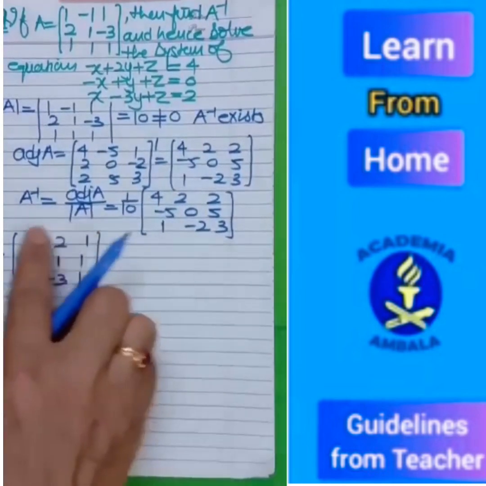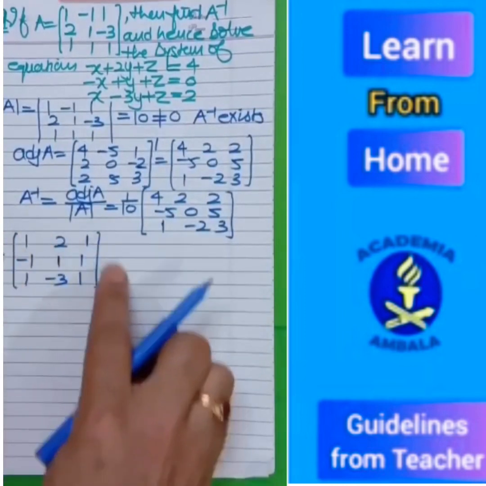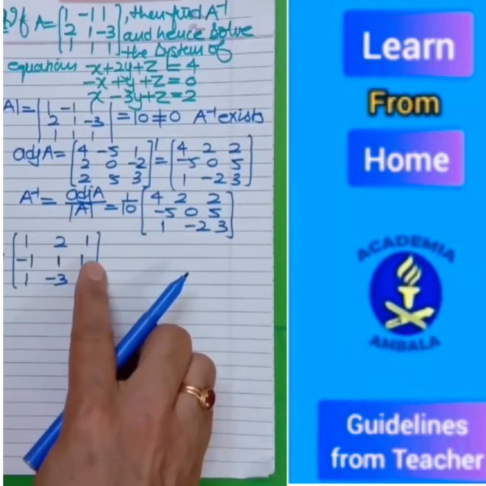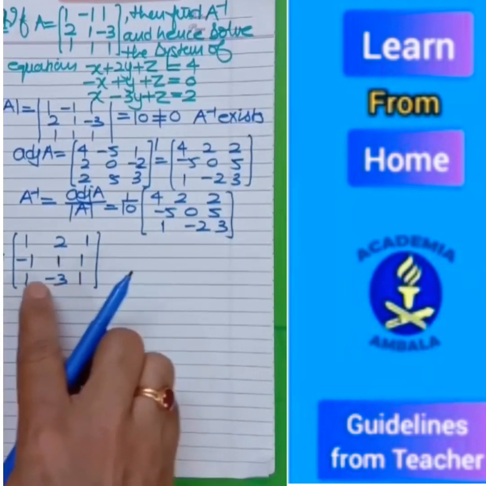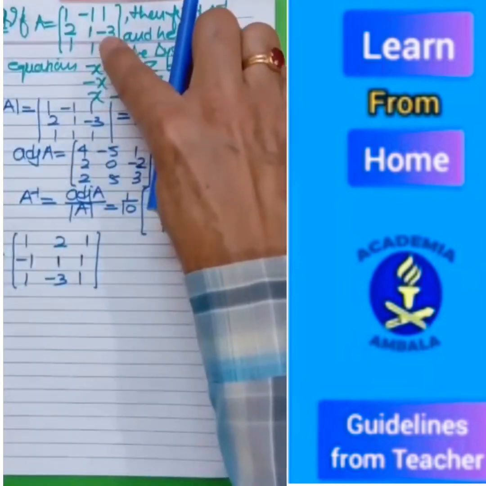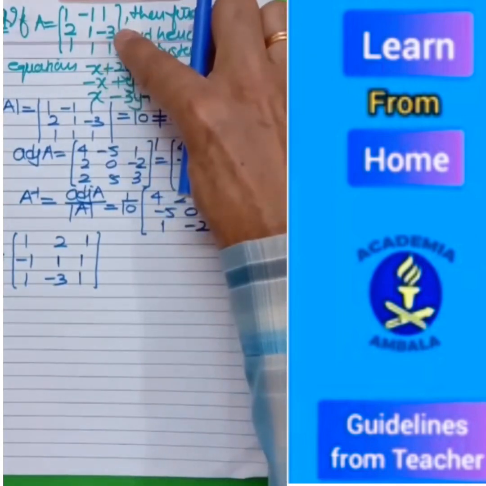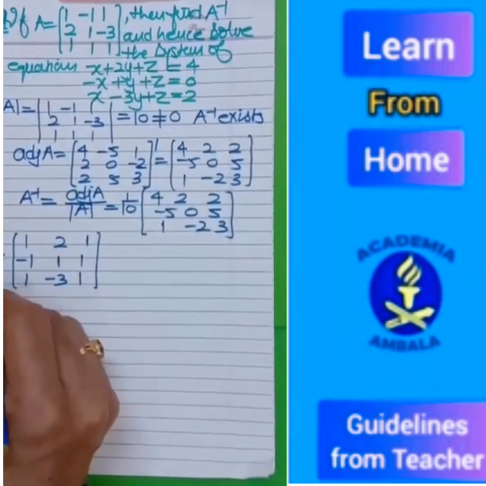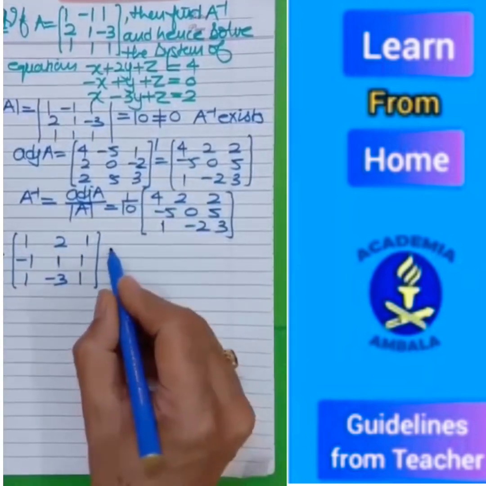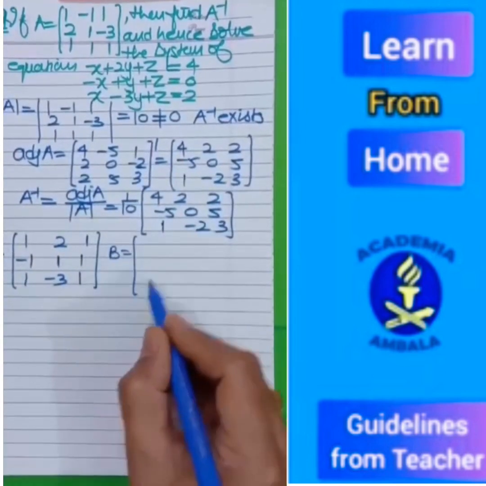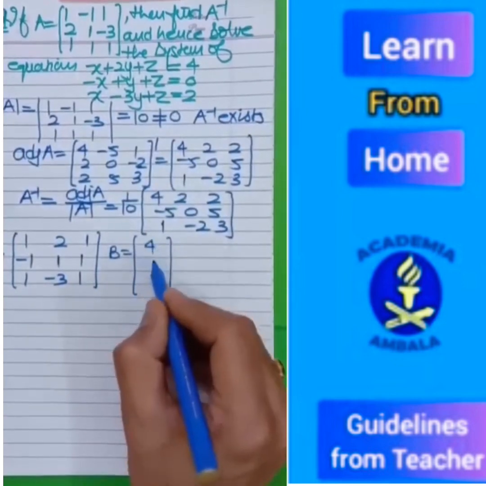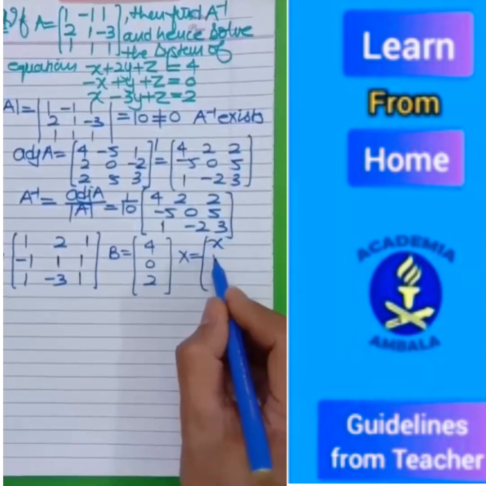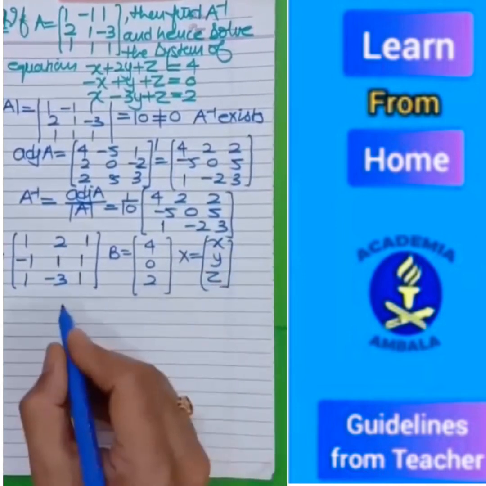Now on observing this system of equations, we have this matrix of coefficients. You can see that the coefficient matrix is just like A, but there is a change in that. It is A, but it is its transpose. Now B is what? B is our constant matrix, that is 4, 0, 2. X is the same way as we have done in the previous problem.